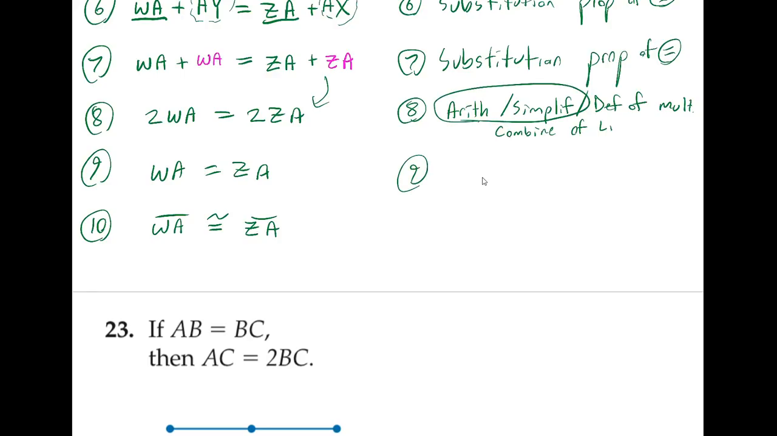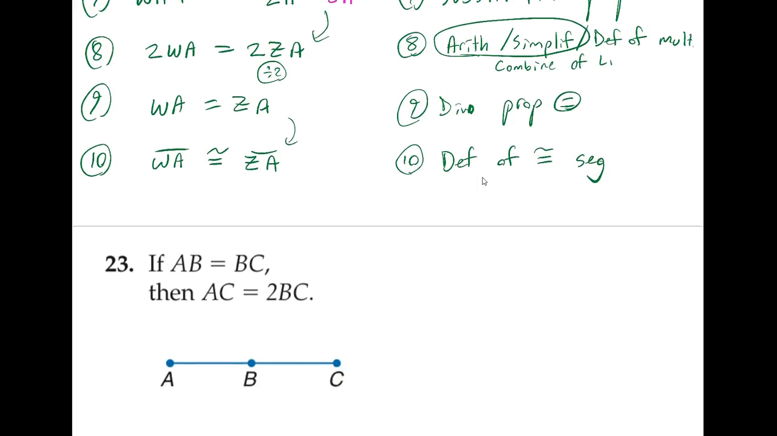Okay? And then how did we get to here? Well, we divided both sides by 2. That's an operation. So that was the division property of equality, div prop equality. And then if we know the lengths are equal, then we know the things are congruent. And we got to there by saying that was the definition of congruent segments. Okay, wow, 10-step proofs. We're getting big now.